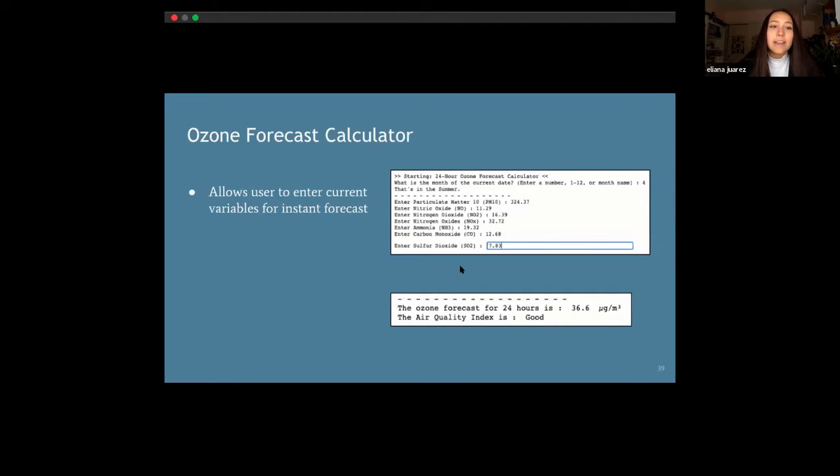We also created an ozone forecast calculator, which is an interactive interface that allows people to enter the current date and variables for an instant forecast of the ozone concentration in 24 hours and the air quality index as well.